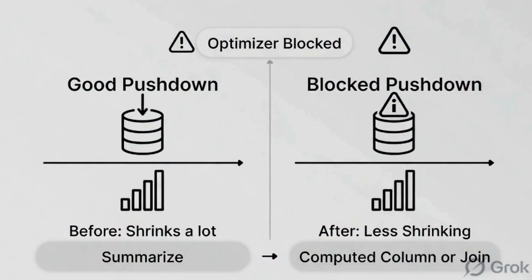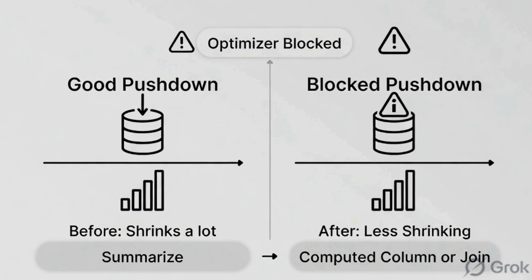Check out these two side-by-side scenarios. They show when predicate pushdown works great and when it gets blocked. On the left is good pushdown. The where filter comes early, before the heavy summarize. See the funnel icons. Data shrinks dramatically right away. Way fewer rows hit the expensive aggregation.